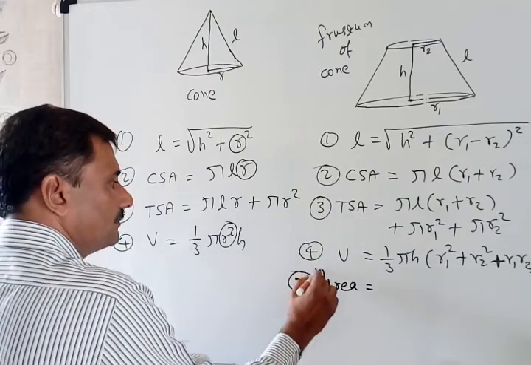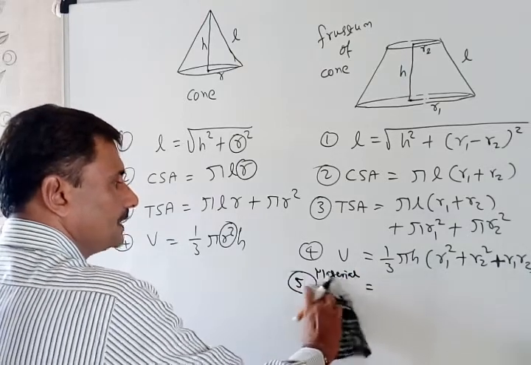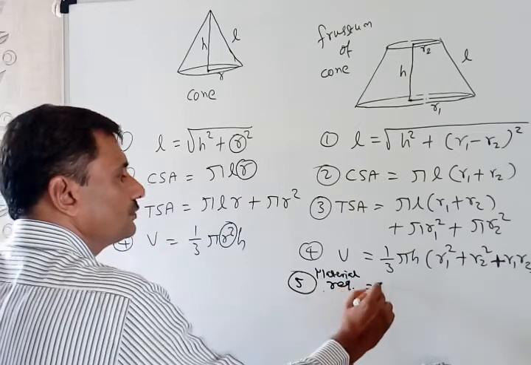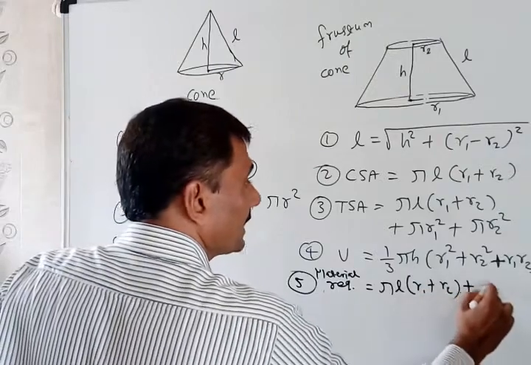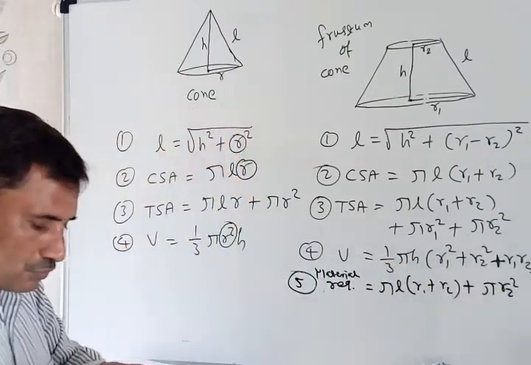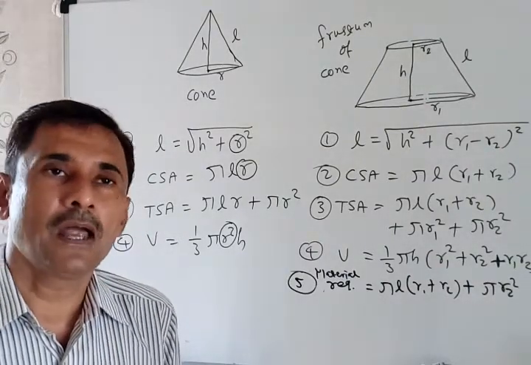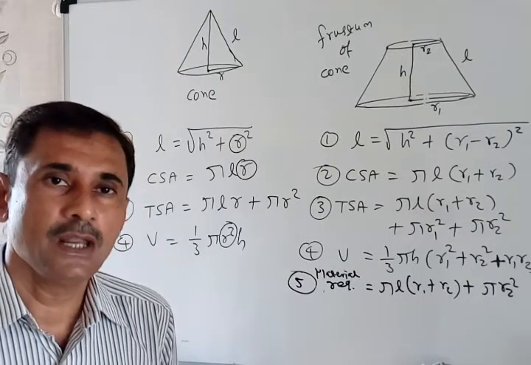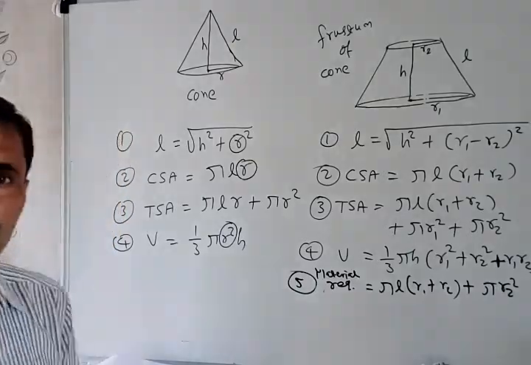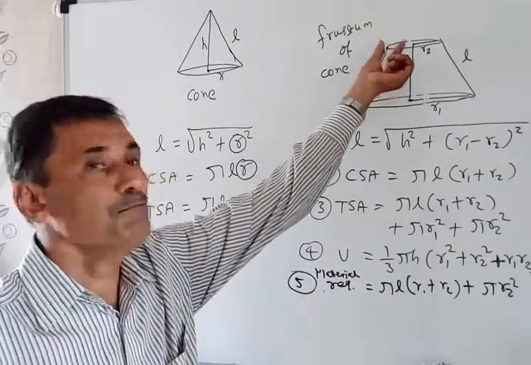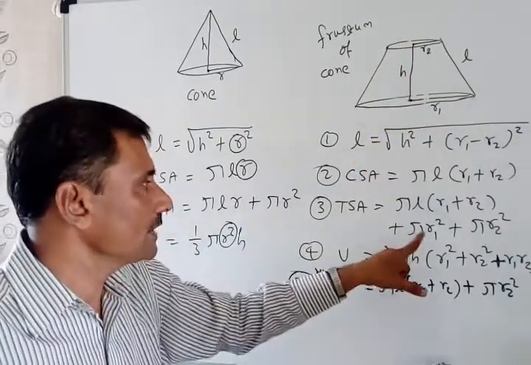Okay. So material required. At that time you have to take pi L (R1 plus R2) plus pi R2 square only, not pi R1 square, because always the smaller end or narrower end is closed. The broad end is always open. Again, the narrow end in a drinking glass or in a bucket or in a cap. In all shapes, mostly the narrow base is closed and the broad base is open. So do not include pi R1 square.